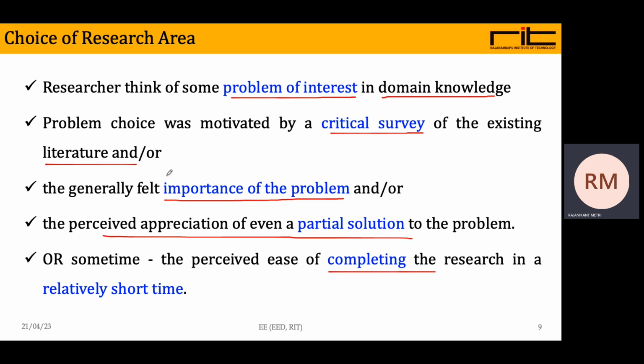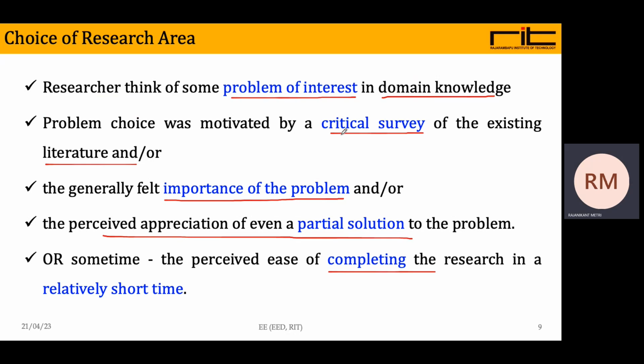So these are some points, like, for example, the research area selected by the researcher is motivated by a critical survey of existing literature. If such existing literature is already available, after going through that and doing the survey, one may be motivated to take up that problem and start working on it. So this is one possibility.